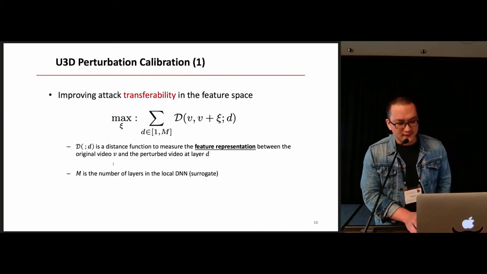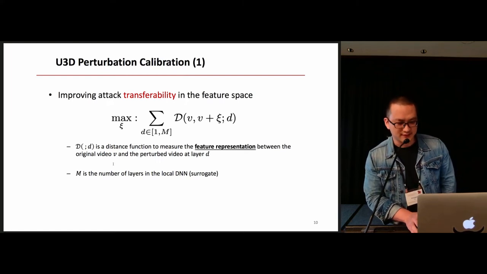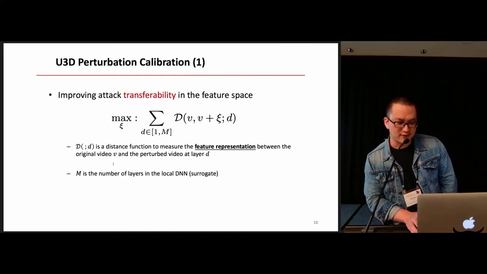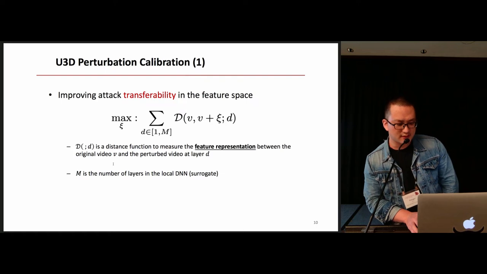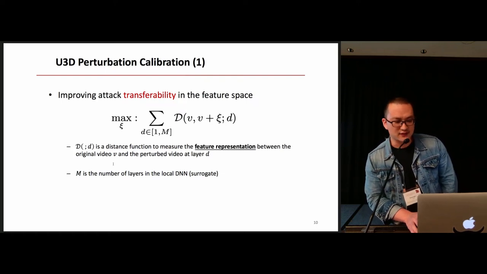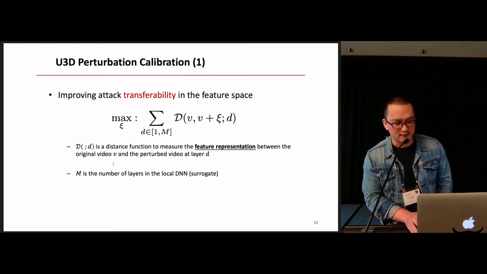Then we talk about how to calibrate our perturbations. For the first goal, we want to improve the transferability. It has been shown that if we craft the adversarial examples in the feature space, like among the intermediate layers of the model, it can result in highly transferable adversarial examples. So we define distance functions between different layers in one model, and we will maximize the distance between the adversarial examples and the original videos.